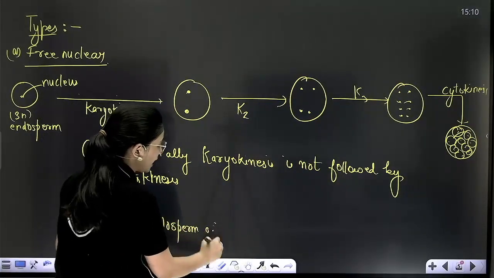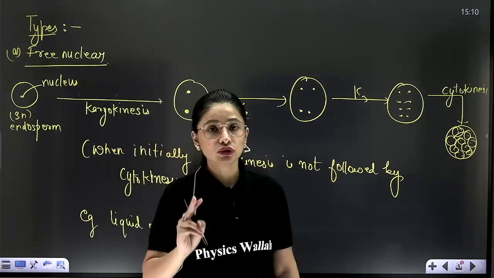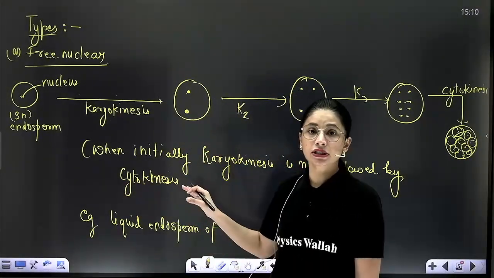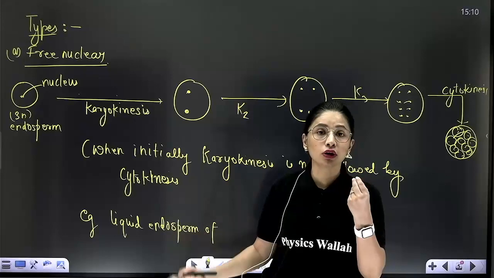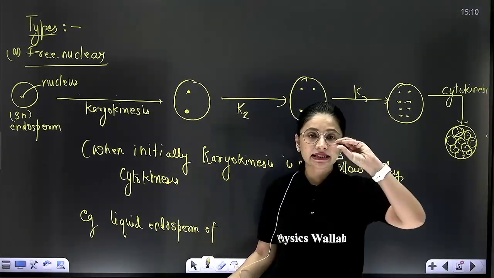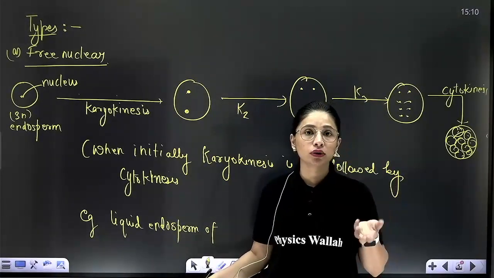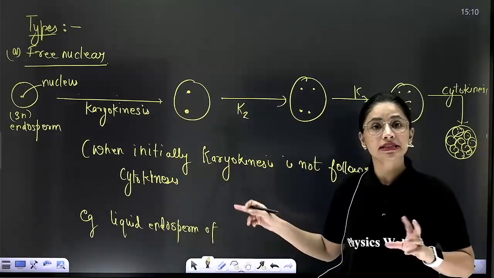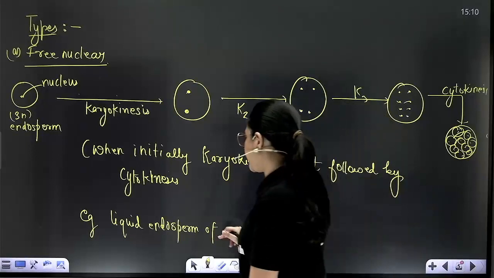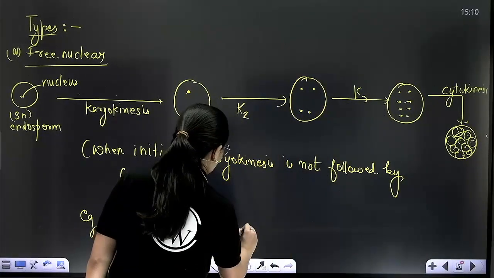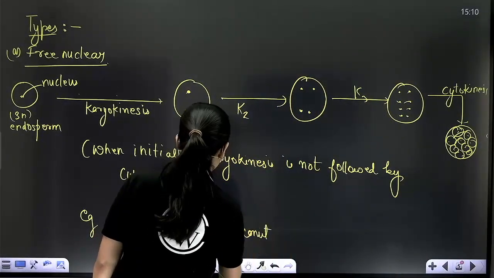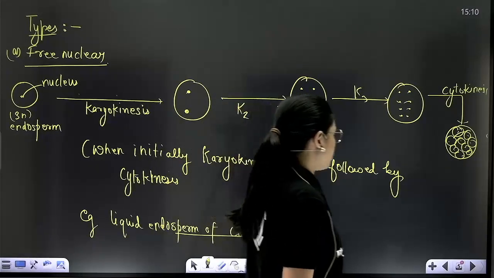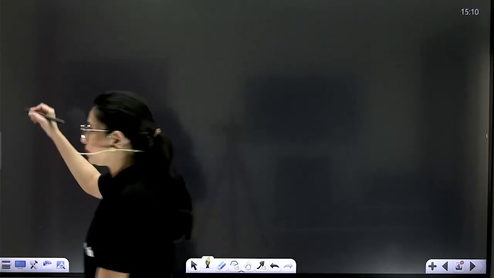Coconut has dual endosperm. They have two types of endosperm. One which is liquid, which you call coconut water. And second is the gari, the white part of the coconut which you eat. That is also endosperm. But that endosperm is cellular and the liquid one is free nuclear. Correct?